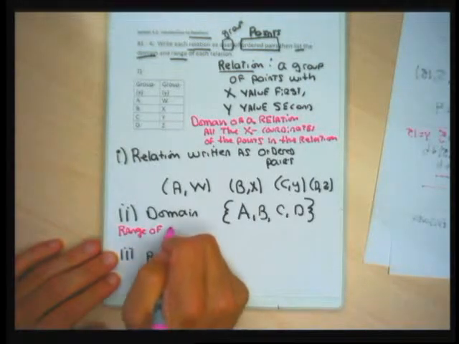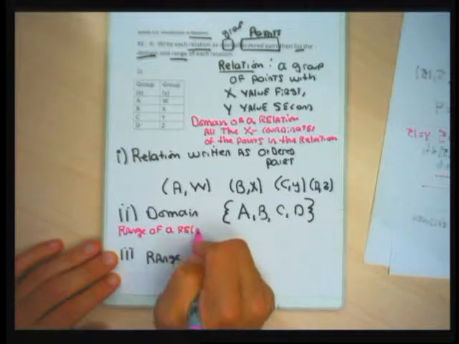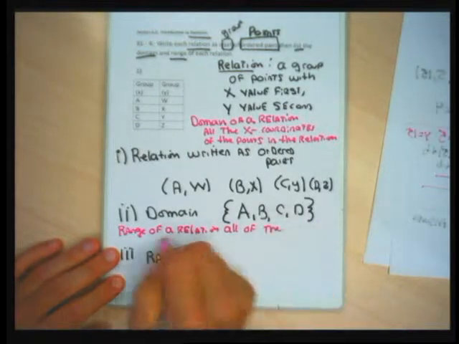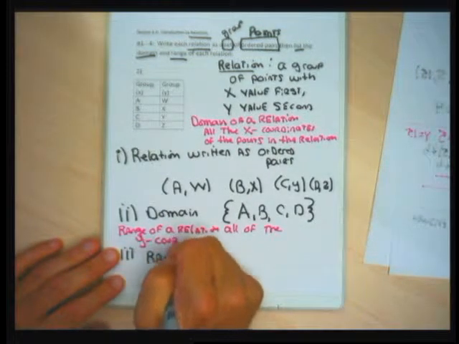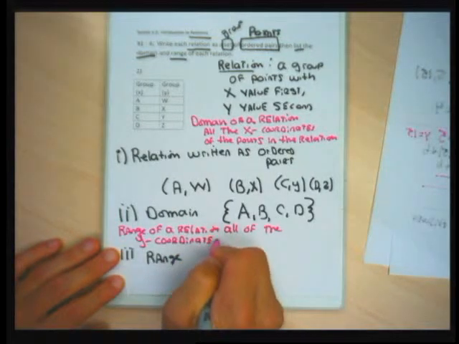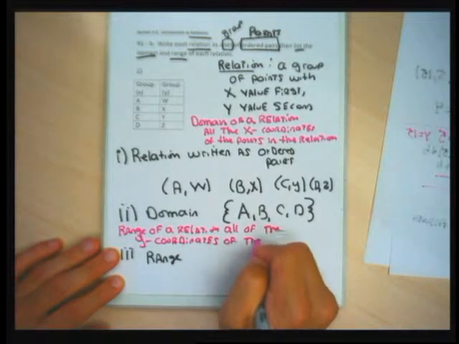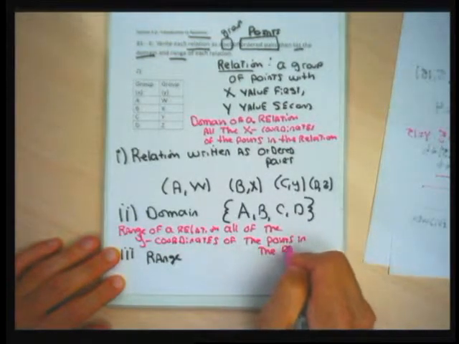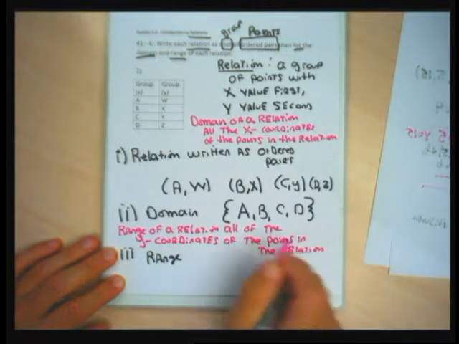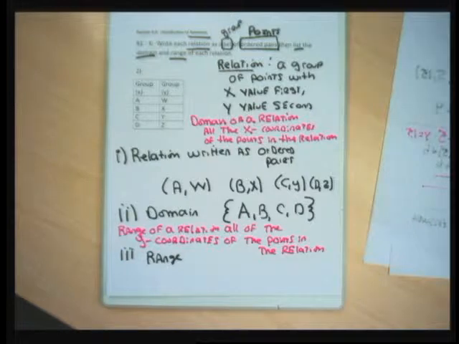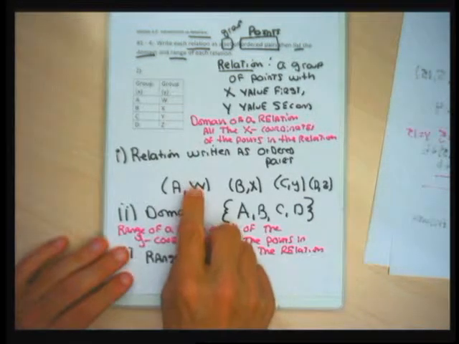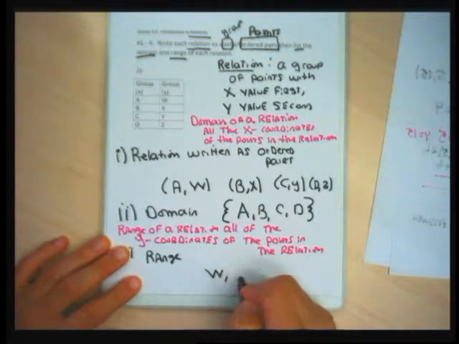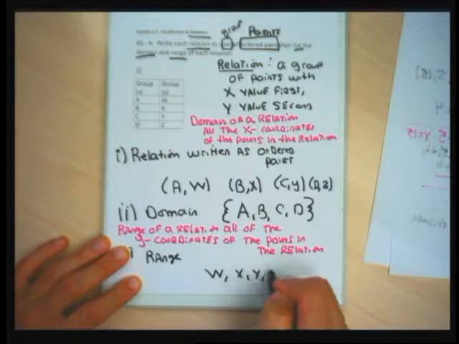The range of a relation is all of the y-coordinates of the points in the relation. So for problem 2, if I wanted to write the range of this, I'd look at the 4 points. The y's are w, x, y, and z. So it would be correct to say the range of this relation are the letters w, x, y, and z.